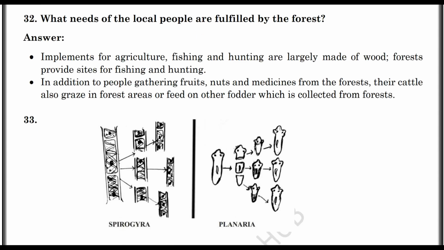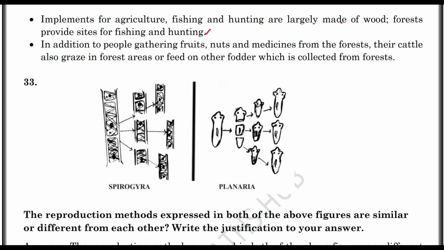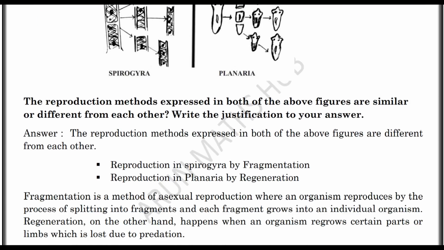Implements for agriculture, fishing, hunting are largely made up of wood. The forest provides sites for fishing and hunting, and also wood. In addition to people gathering foods, fruits, nuts, and medicine from the forest, their cattle also graze in the forest areas and feed on other fodder which is collected from the forest.